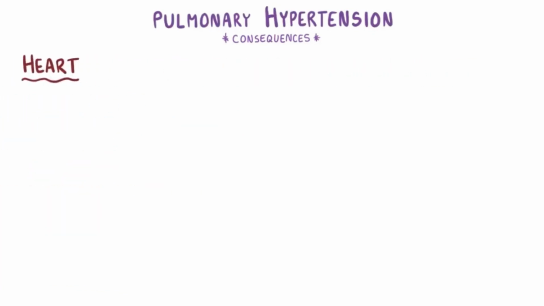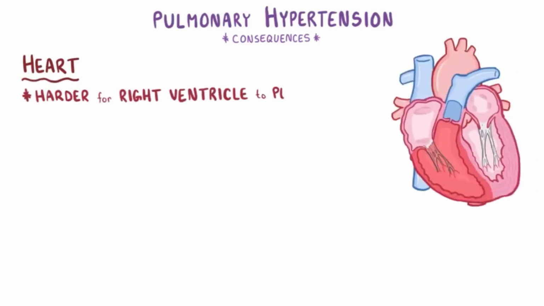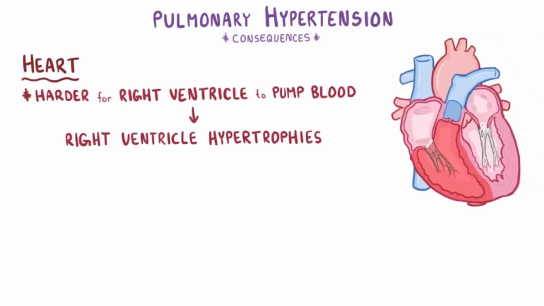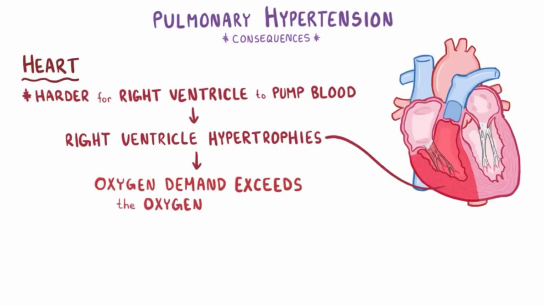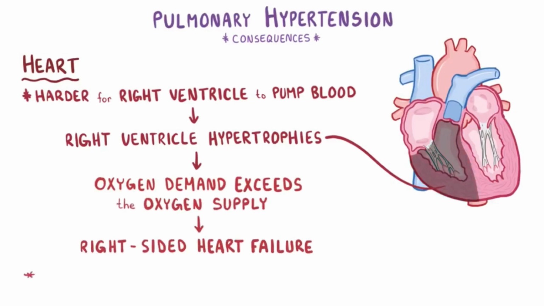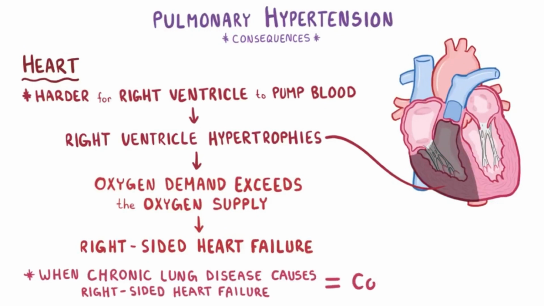Pulmonary hypertension also makes it a lot harder for the right ventricle to pump blood, and over time it hypertrophies. This actually helps in the beginning, but eventually the muscles of the right ventricle get so bulky that their oxygen demand exceeds the oxygen supply, and it can lead to right-sided heart failure. When chronic lung disease causes right-sided heart failure, it's called cor pulmonale.